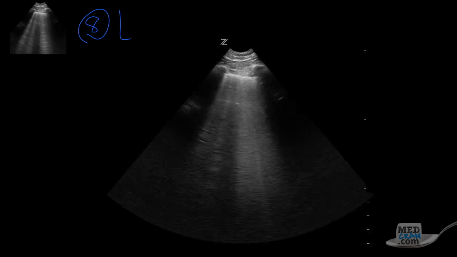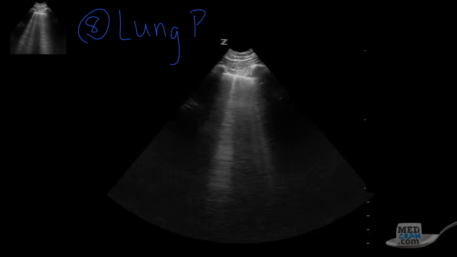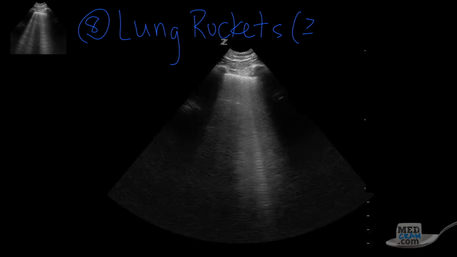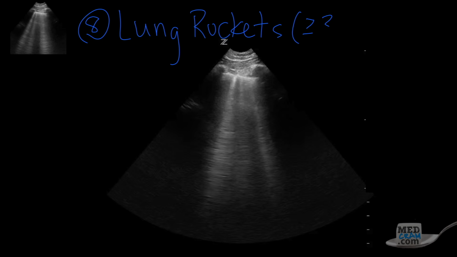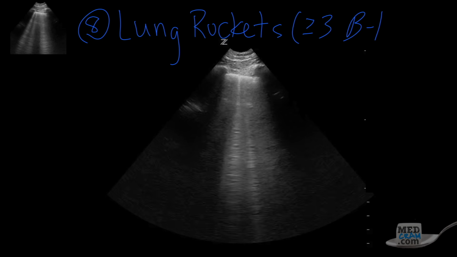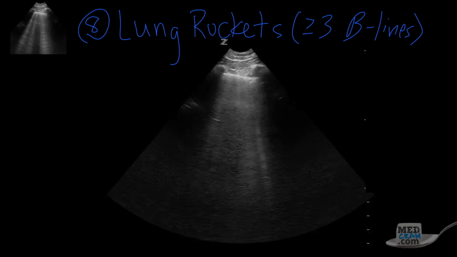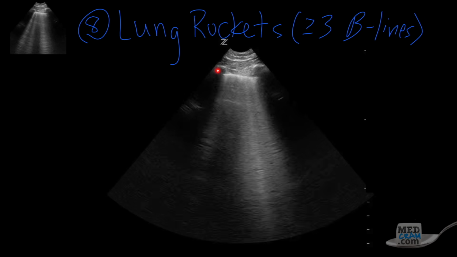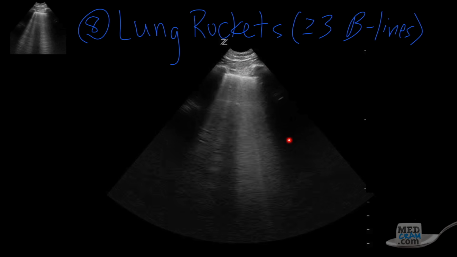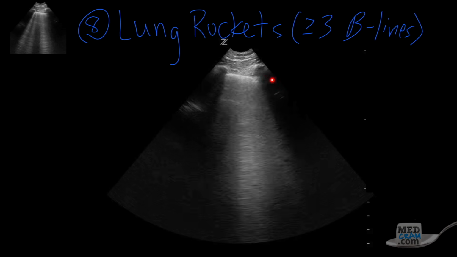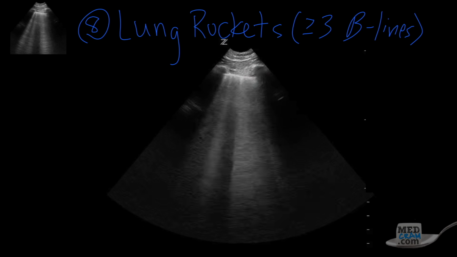The eighth sign that we're going to talk about is lung rockets. Lung rockets by definition are greater than or equal to 3 B lines per interspace. And B lines are an artifact that we're going to identify here. Now, see rib with shadow and shadow? That should be familiar to you now, with the pleural line then seen just below that.